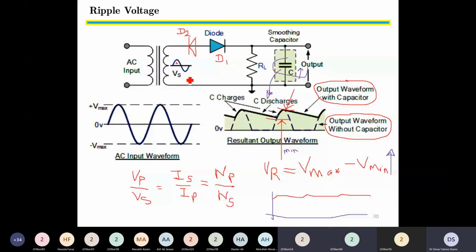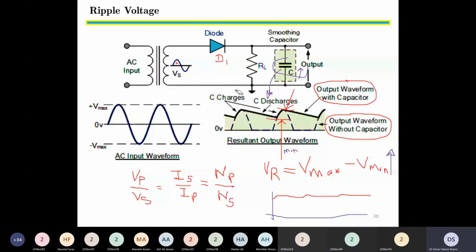Then during the negative half cycle, although D2 becomes forward biased, now D1 is reverse biased. Now D1 becomes open circuit. So unfortunately, we will not get any operation. So we will just use a single diode in this case.